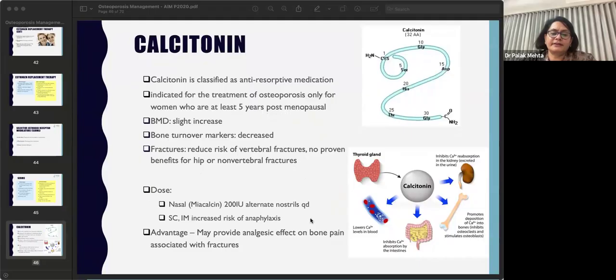Bone turnover markers are decreased. Reduces risk for the vertebral fracture, but no proven benefit for hip or non-vertebral fracture. So basically, the nasal dose is 200 international units in alternate nostrils daily. The dose is a single daily dose in alternate nostril.